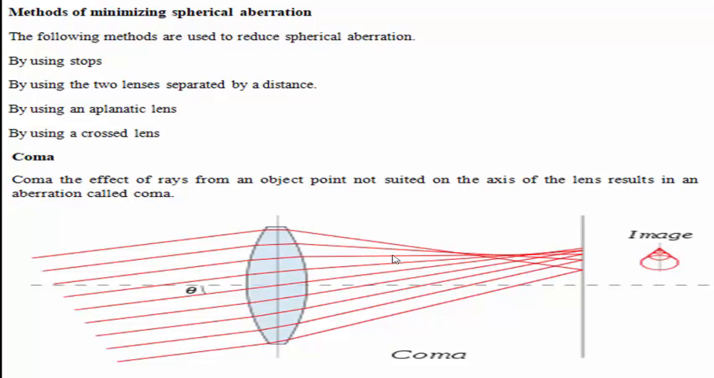The next defect is coma. Coma: the effect of rays from an object point not situated on the axis of the lens results in an aberration called coma.